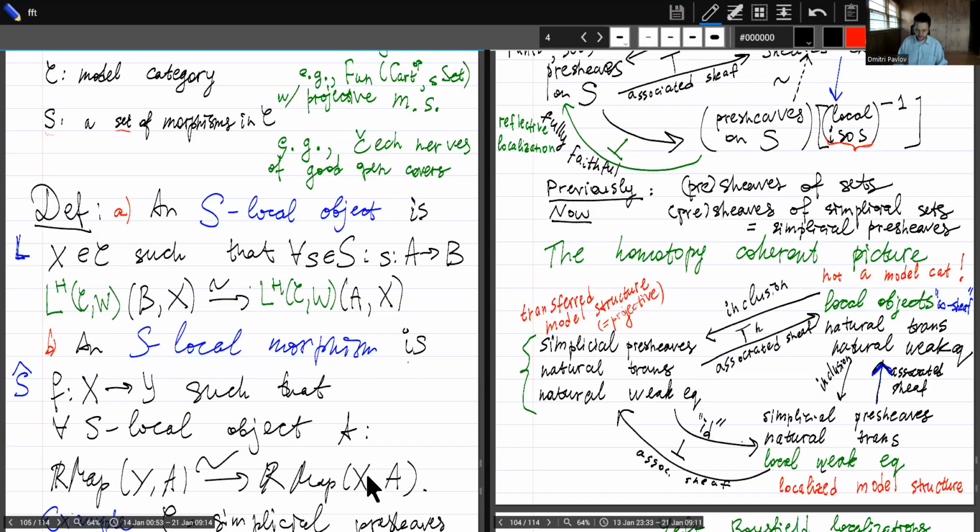This corresponds to the usual fact that in presheaves of sets, local isomorphisms will be precisely those natural transformations which, once you map into some arbitrary sheaf, you get an isomorphism. So a completely analogous description can be given here. And RMAP, just to remind you, is another notation for the mapping simplicial set in the Hammock localization.